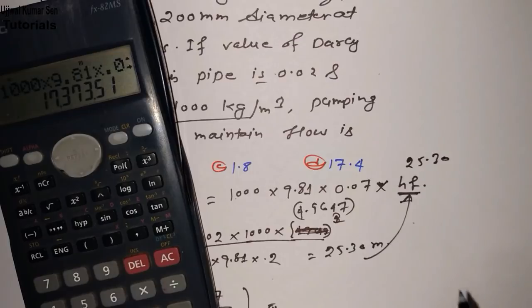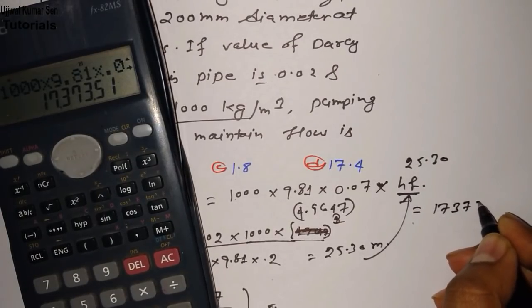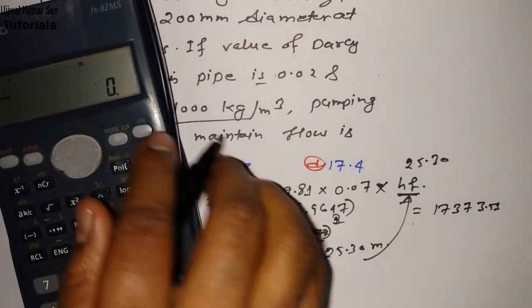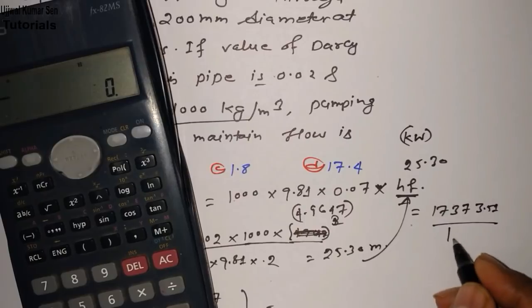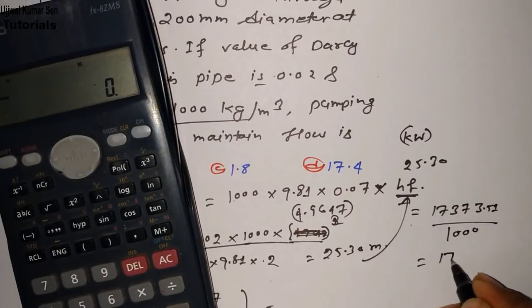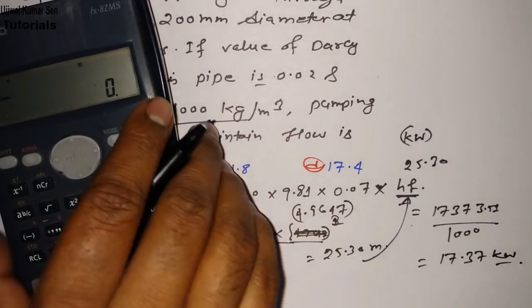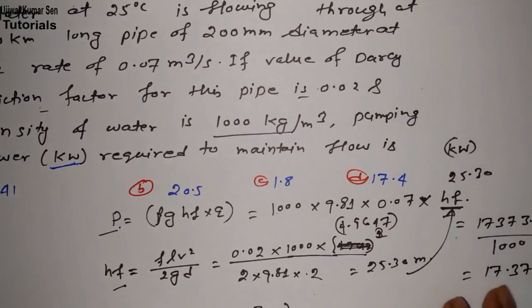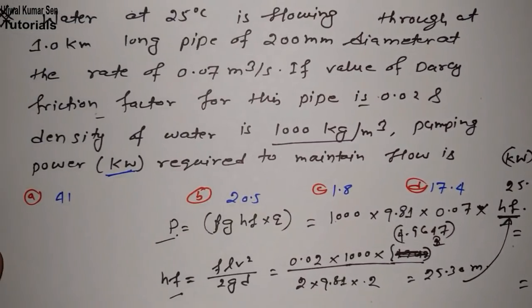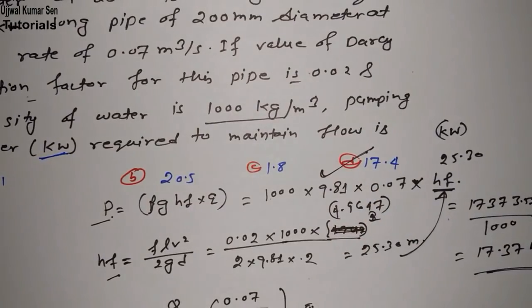Okay, so we are getting here 17373.51, because they have asked to find the value in kilowatts, so I have to divide by 1000. So 17.37 kilowatt is the answer. Now we have to check which option this answer is matching. 17.4 is here, so option D is the right answer for this question.